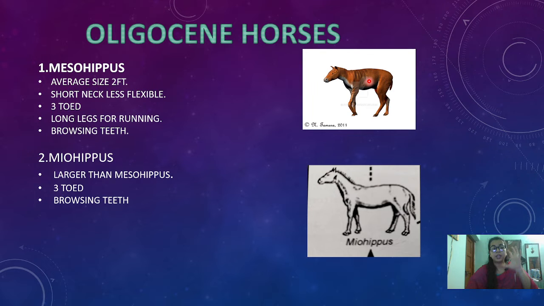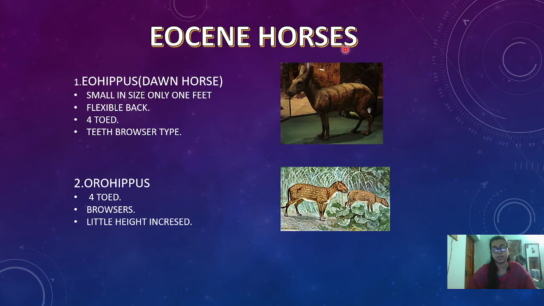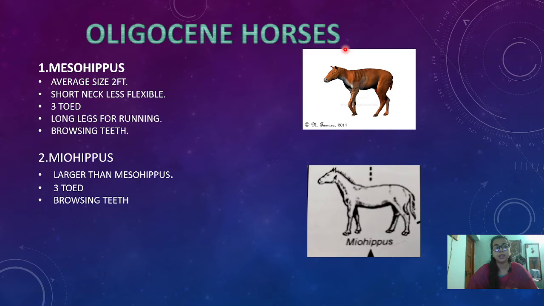Finally, you can see that the Eocene horses were four-toed, and when they reached the Oligocene period they became three-toed, and their legs became long for the purpose of running. But still their teeth were browsing type.